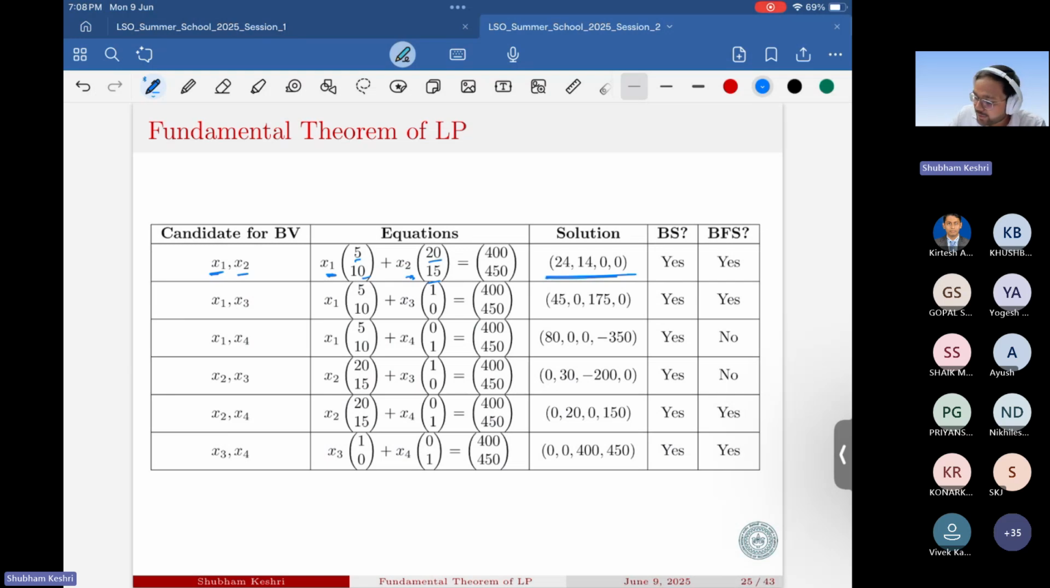Is it a basic solution? Yes, because we have a unique solution. You don't have infinite solutions. In fact, all solutions are unique. Therefore, this is a basic solution. Now, is it a basic feasible solution? You see, whichever are non-zero, they are positive over here. So this is a basic feasible solution.